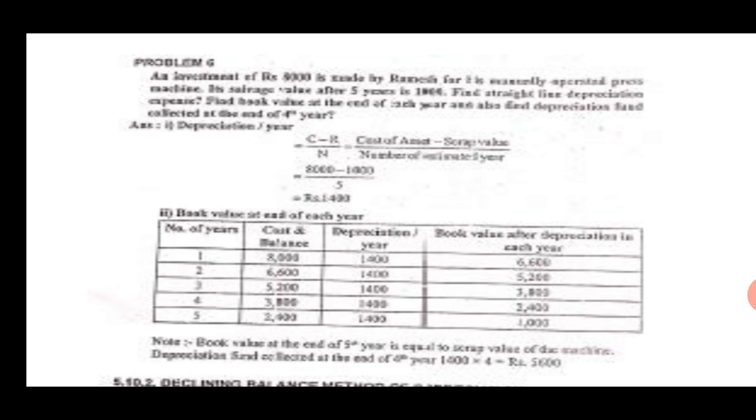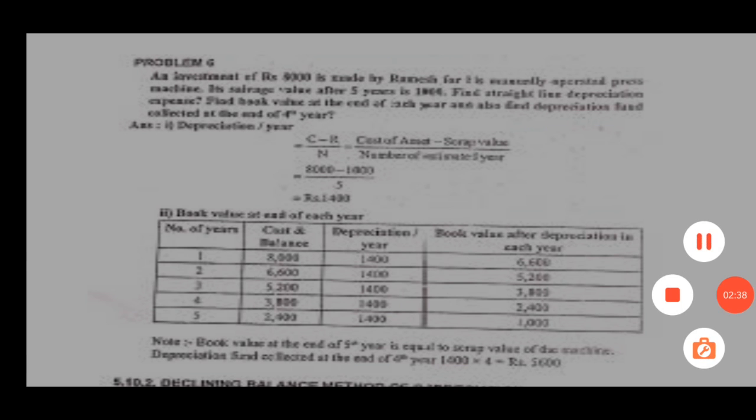So book value at the end of 5th year is equal to the scrap value of the machine, because the life itself is 5 years. The depreciation fund collected at the end of 4th year is equal to 1,400 rupees into 4 years. For 4 years he is asking. So 4 years, each year is 1,400 rupees into 4 years is 5,600 rupees. So this is the depreciation fund what we have collected. So this is how we will solve the problem on straight line depreciation method. Thank you.